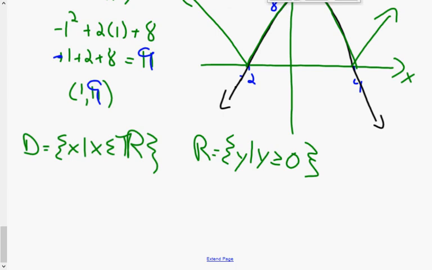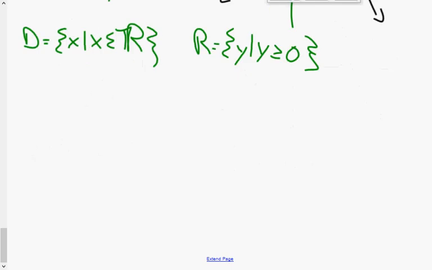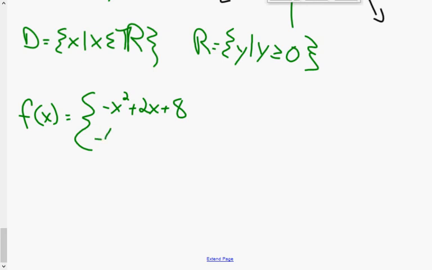Now, the piecewise part gets a little more interesting. So, I have my two functions. I have negative x squared plus 2x plus 8. Am I going too fast? I kind of glossed over the domain and range part. I just felt like we were good with it. And then I'm going to have this guy.